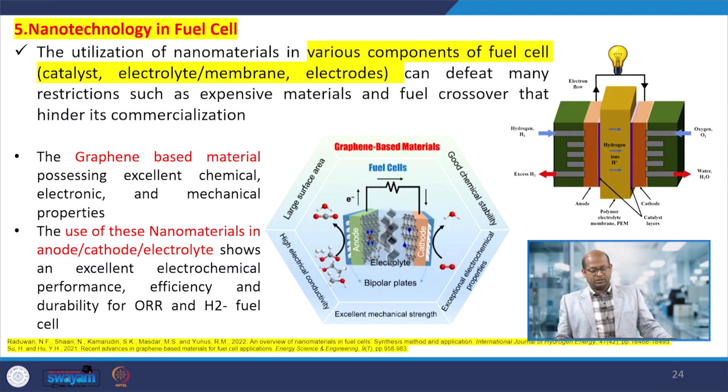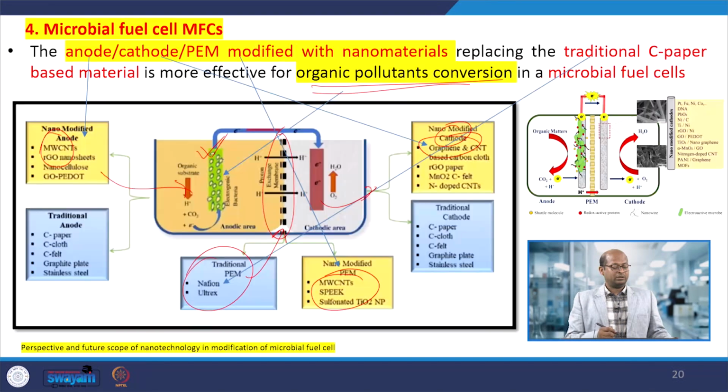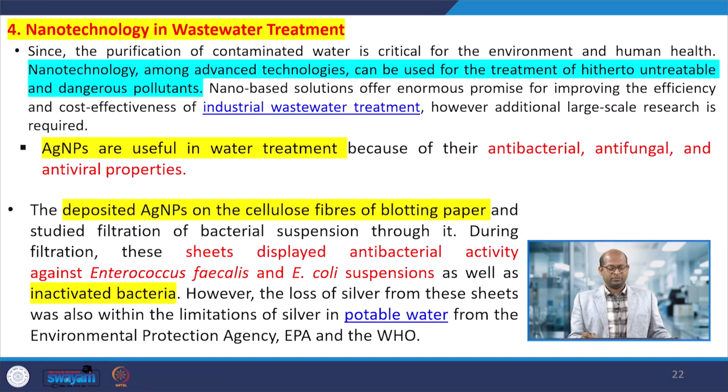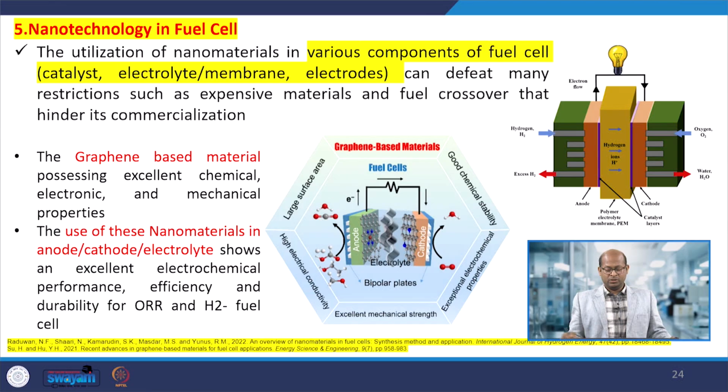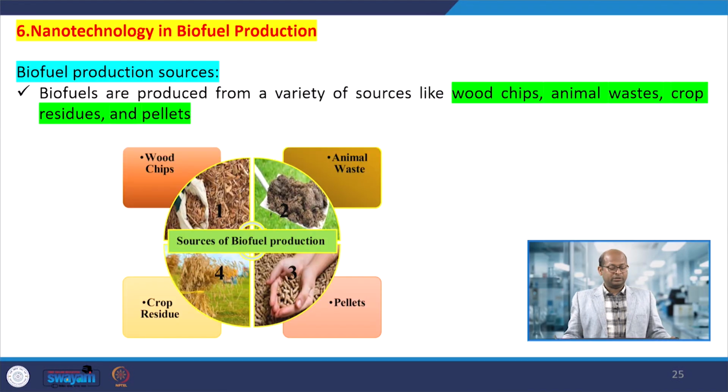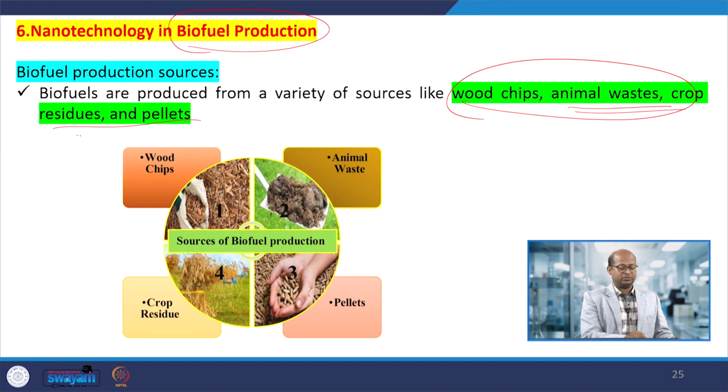So fuel cells and microbial fuel cells are a similar type of thing. Here also we can use electrodes, and that electrode would be modified, and then biofuel production. I said we have abundance of wood chips, animal waste, crop residue, pellets.